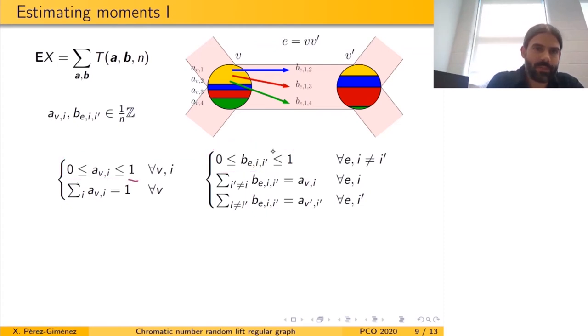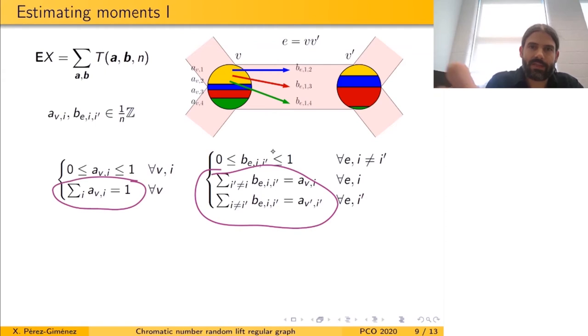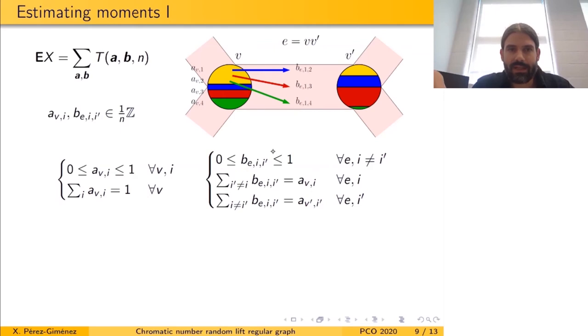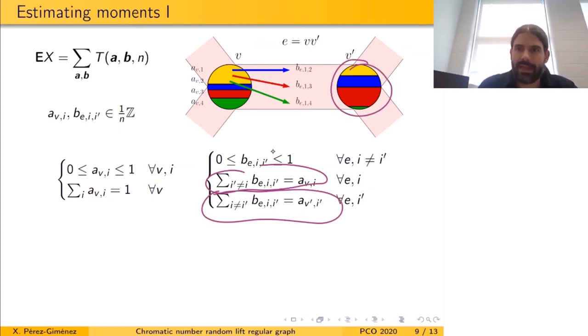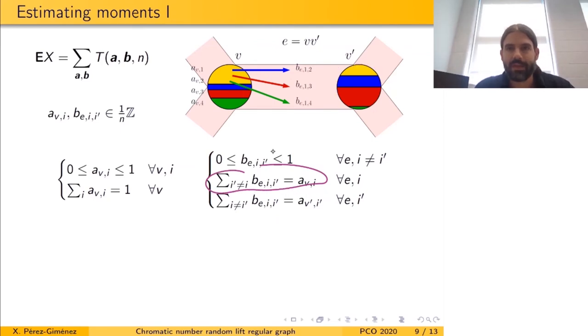And also there are some equality constraints. The sum of the A's in each fiber is one, since those are just proportions of different colors in the fiber. And for each two adjacent fibers, if I sum these B's here, those are edges that go from yellow to blue, yellow to red, yellow to green. The sum should give me the number of yellow vertices. So that's this constraint here. And we get something similar, some that relate the B's to the A's of the other fiber here.